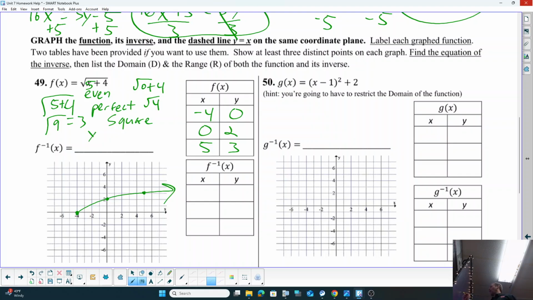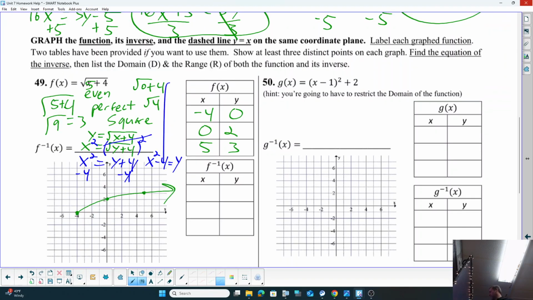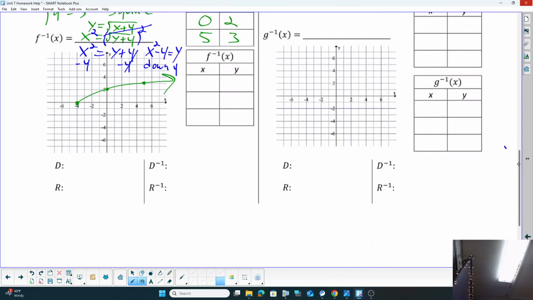So to find the inverse, we go y equals the square root of x plus 4. We switch the x's and y's, so that's x equals the square root of y plus 4. Then we go ahead and power 2 both sides. So then we get x squared is equal to y plus 4. And then we minus 4 to the other side. So we get x squared minus 4 is equal to y. It's not a parabola that's upside down. It's just a parabola shifted down 4.